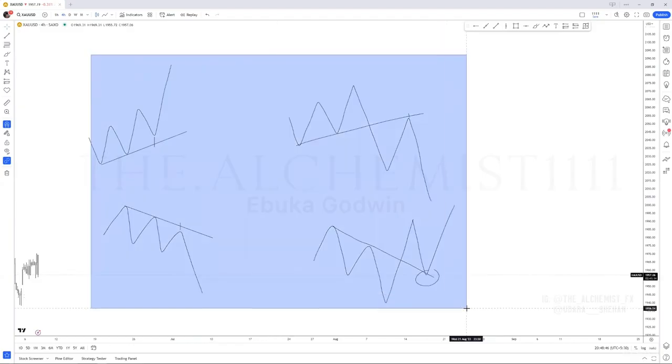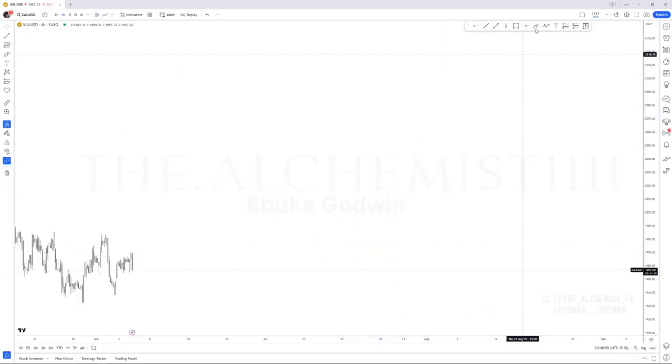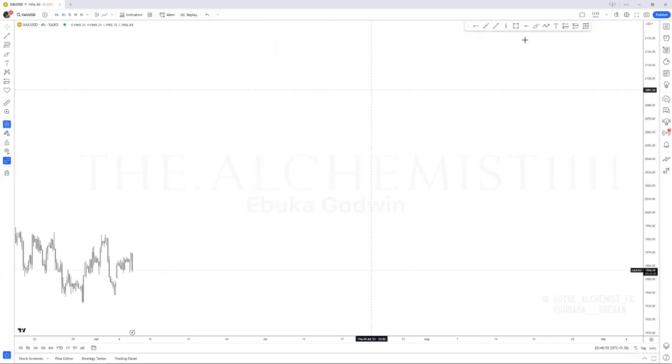I'll show you examples. The next one will be a reversal trend line that is something like this. So we could draw it like this. Like I told you, the first thing should be a key level.